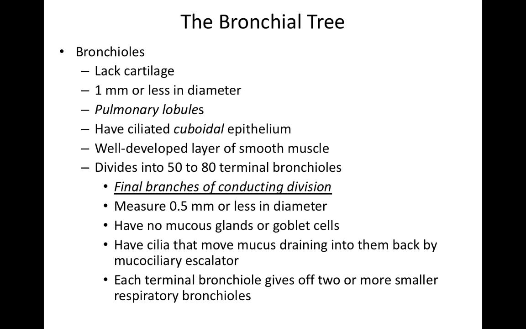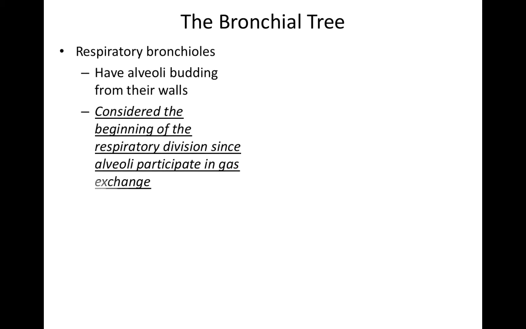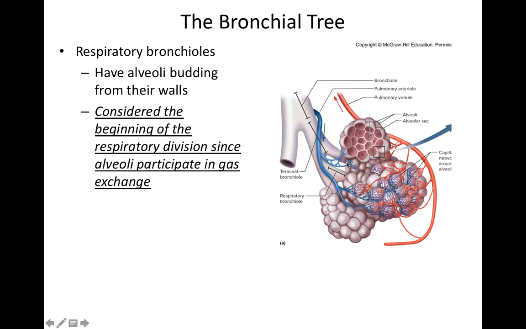Each of these, so you have about 65,000 terminal bronchioles per lung, and each of those will give off 2 or more what are called respiratory bronchioles. So the respiratory bronchioles have alveoli budding out from their walls, and so they are considered the beginning of the respiratory division because gas exchange can begin to occur. So here you've got a bronchiole, this is a terminal bronchiole, and then this one's branching into 1, 2, 3 different respiratory bronchioles.